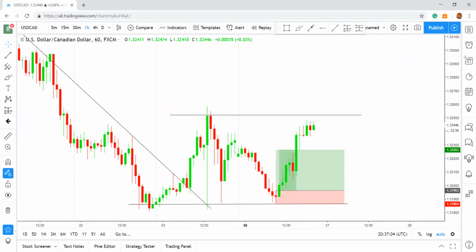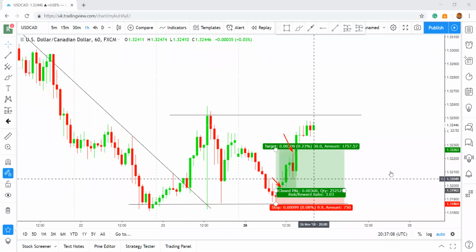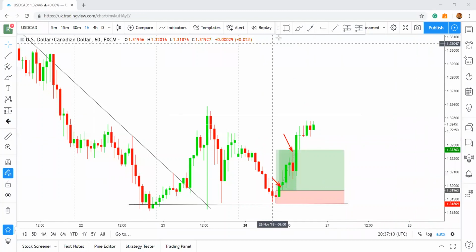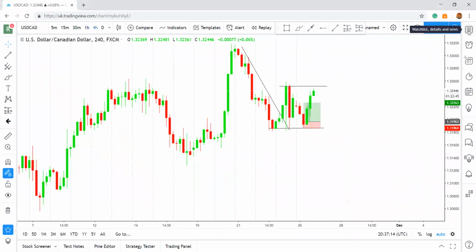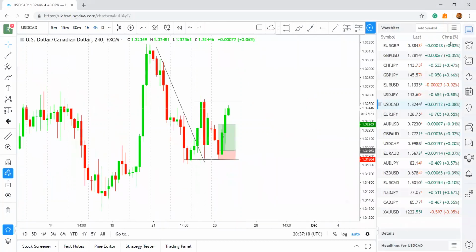We got triggered in with this candle and TP all the way up here. This is a nice 10 pip stop loss, 30 pip target. So the reward would have been absolutely phenomenal on this. So absolutely great trading opportunity again.